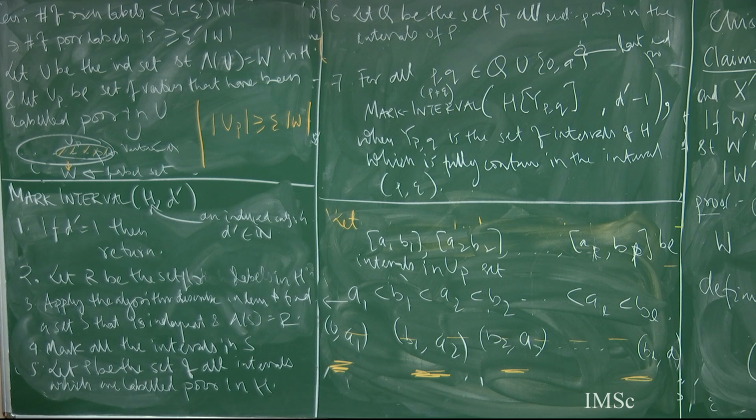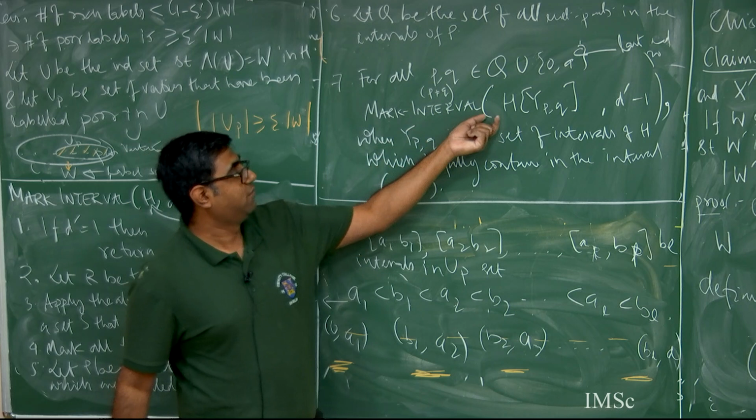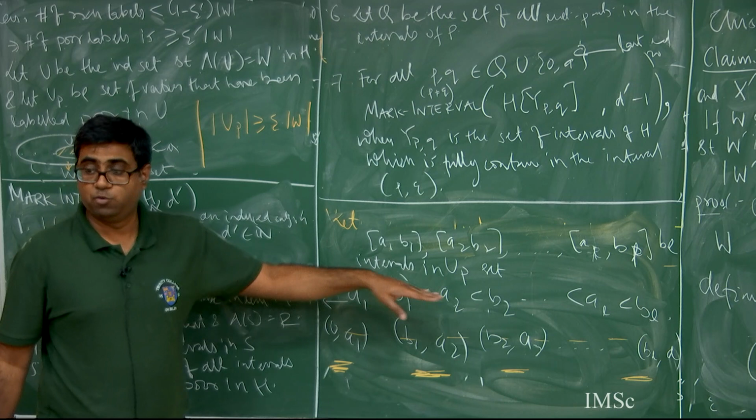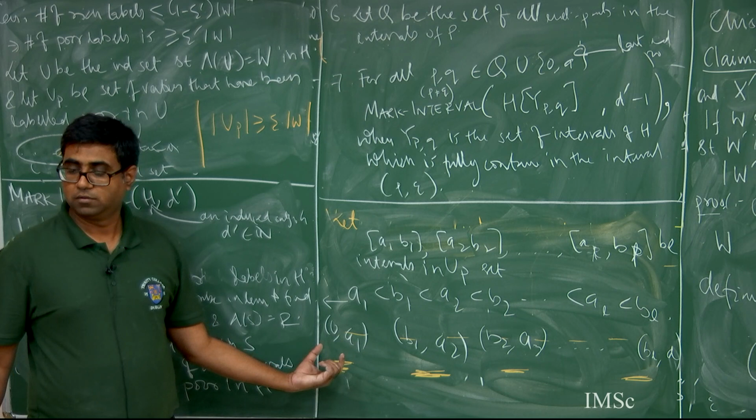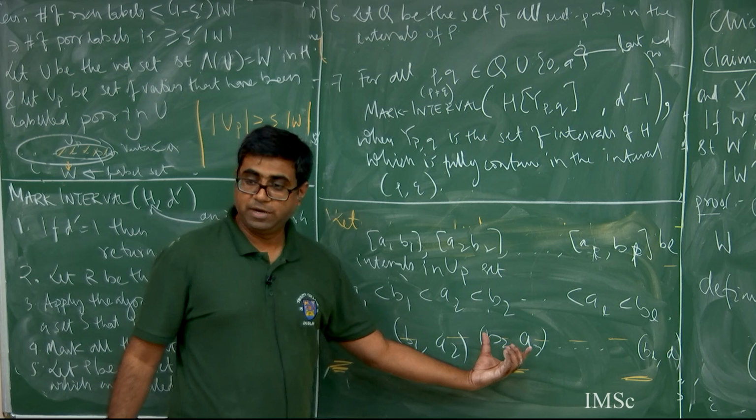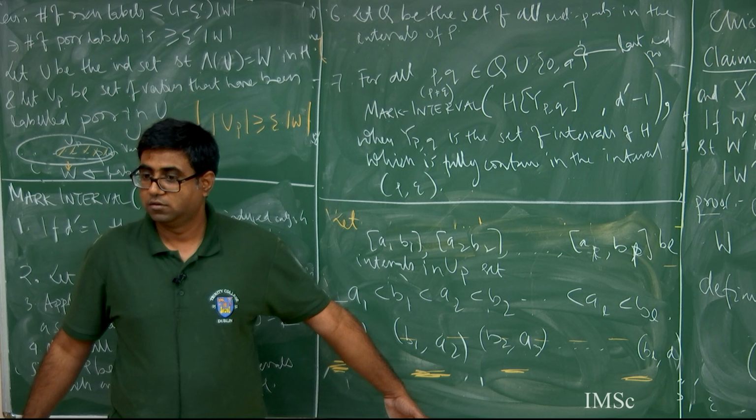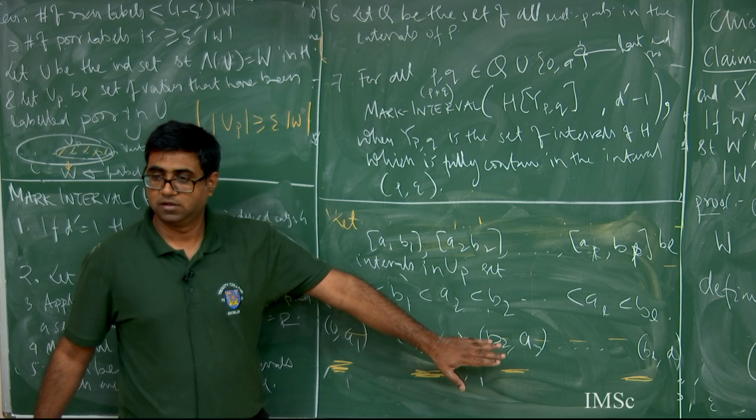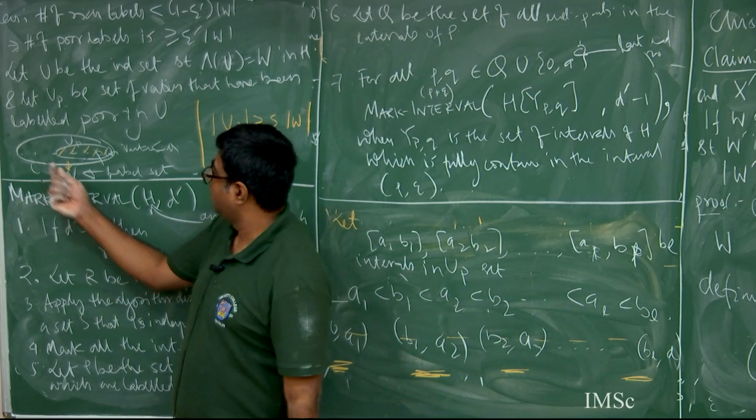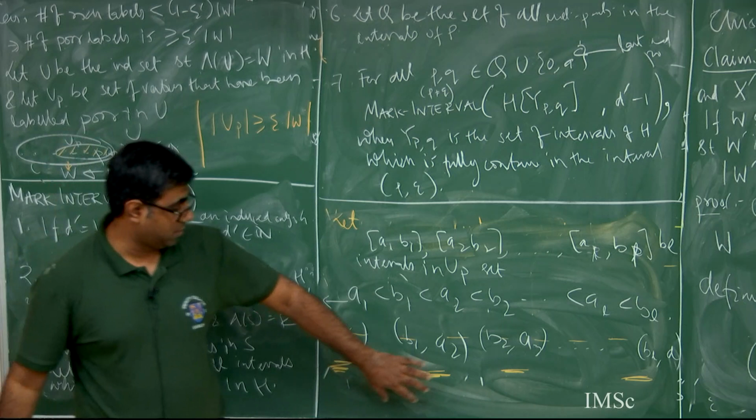Look at this. What did I do here? For all PQ in Q in 0, 1, mark interval HQ, PQ. So now I have decided which all my poor labels are. Look at the graph 0, A1. Look at the graph B1, A2. Look at the graph B2, A3. These are induced subgraphs which are disjoint, because an interval completely contained inside this side is not going to be inside this side, by definition. Look at these different induced subgraphs. Where are the other vertices of U? They are distributed. Some are here, some are here, some are here, and some are here, right? Think of your graph.